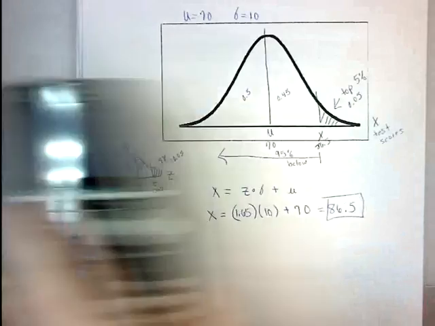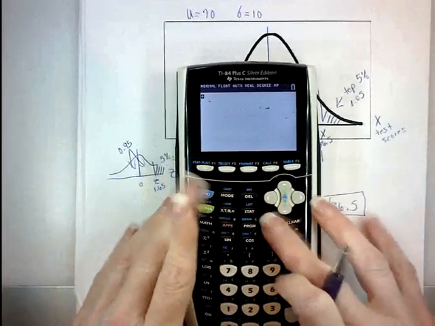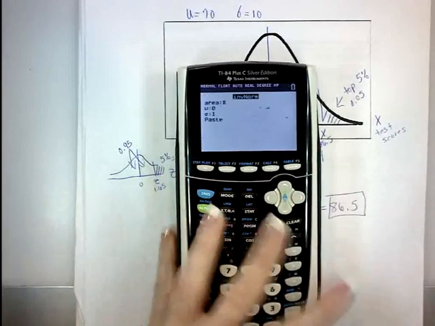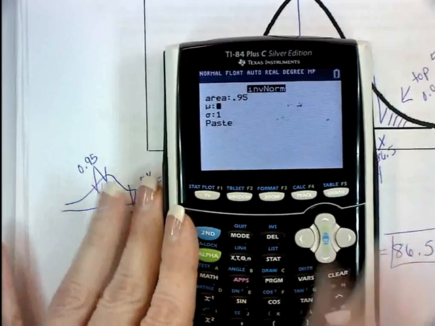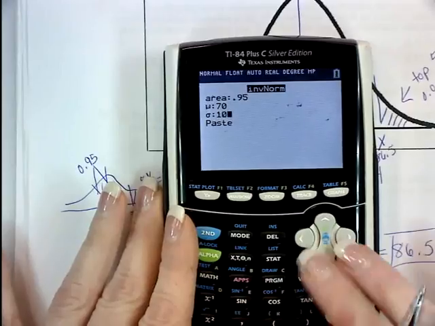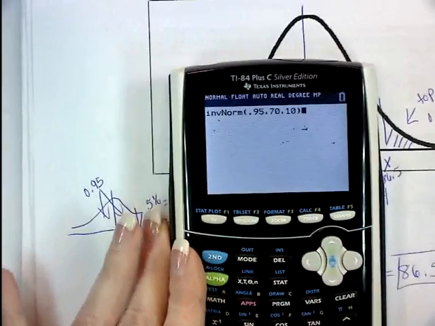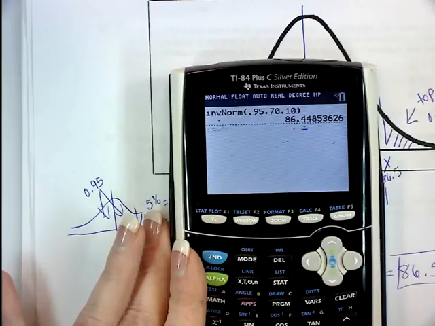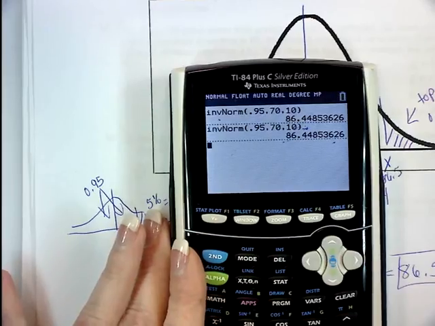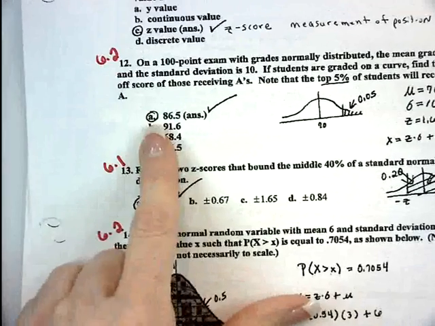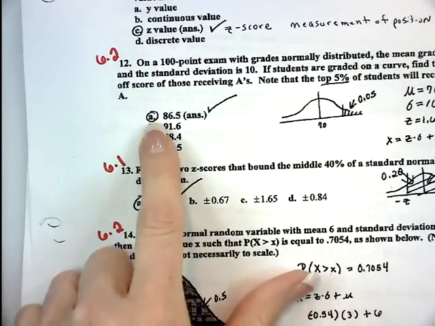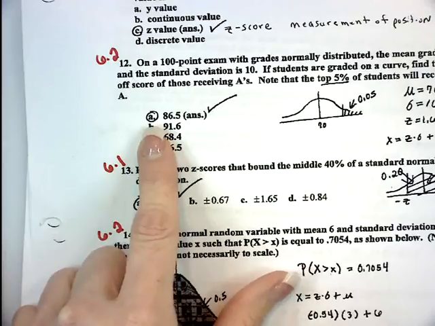In the calculator, you will have to go to invert the norm. The area below the unknown x is 95%. The mean is 70 and the standard deviation is 10, and then you paste. 86.4 with the calculator. Let's see if that can be tricky. I don't even have an 86.4 as an option. Look how nice, 86.5. But the calculator gives 86.4.